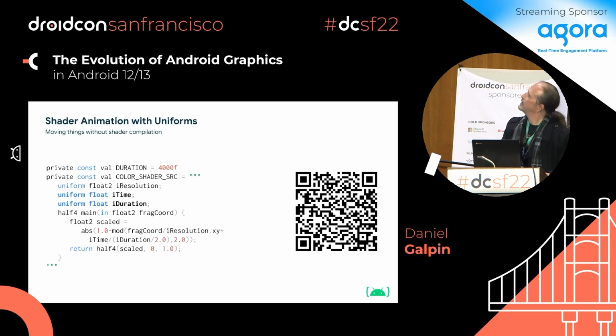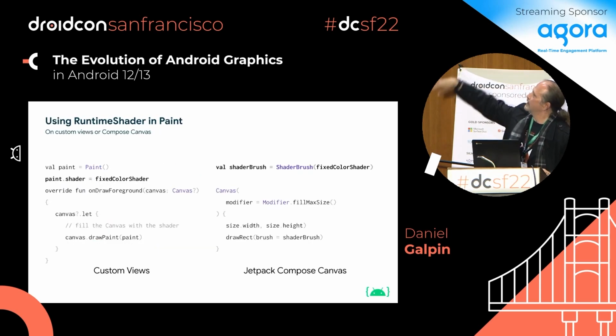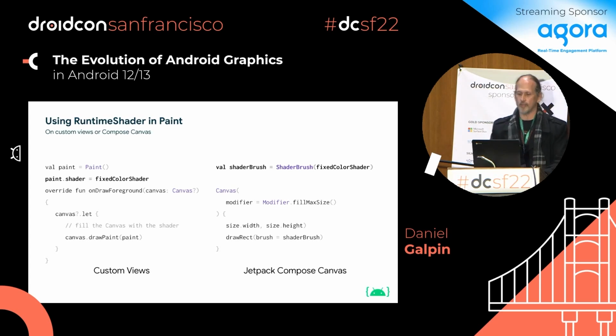I thought I explained this. And in a custom view, you add the shader to paint by setting paint.shader. In both of these cases, you are now going to draw whatever is going to be drawn using that brush, which is pretty cool. You can do a lot of stuff with that.